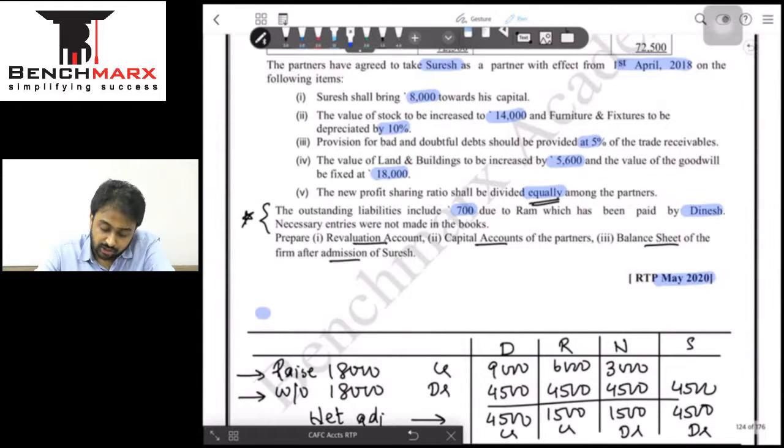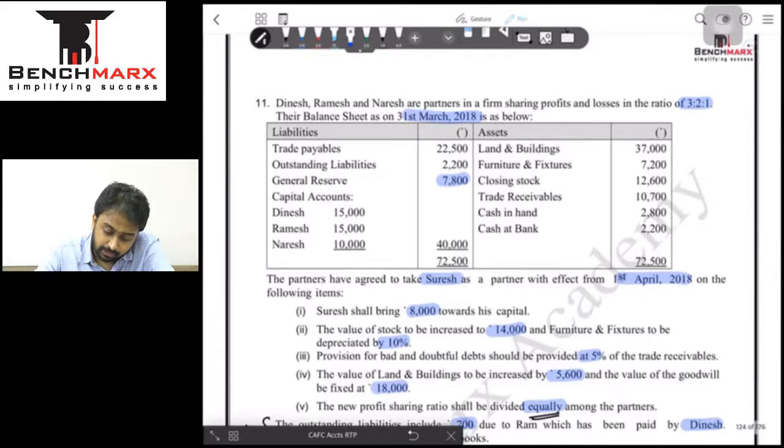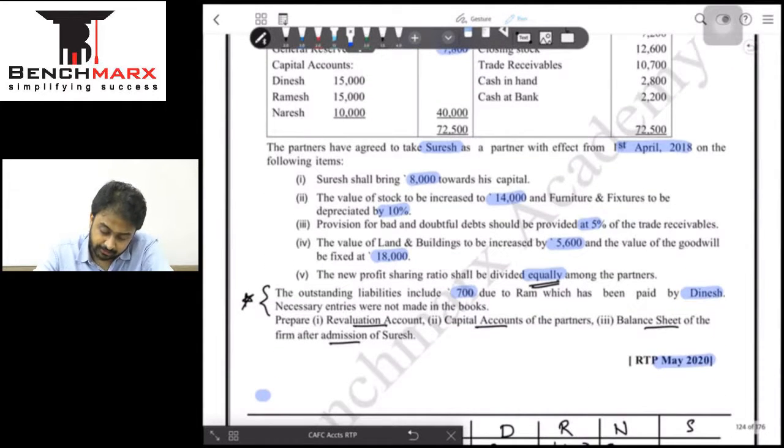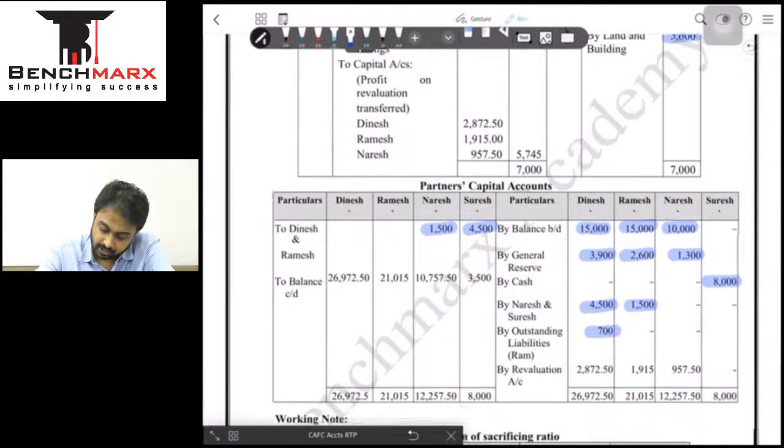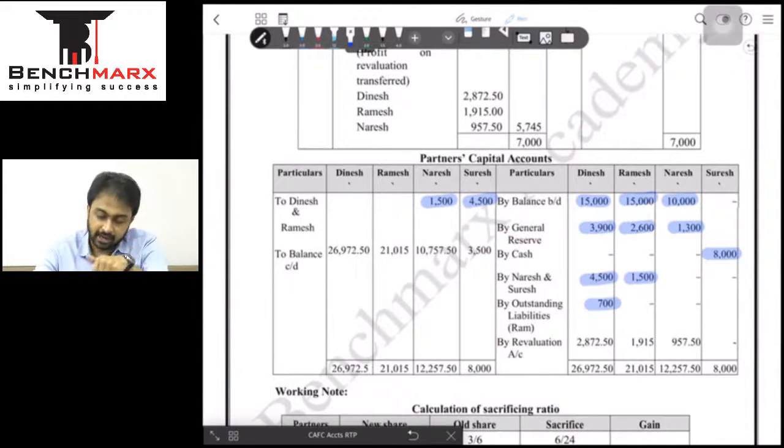Okay. The outstanding liabilities are 2,200. Out of this, 700 is due to Ram, which has been paid by Dinesh. Entries were not made. So let us make the entry for this. Dinesh account will have to be credited because the firm is liable to pay Dinesh rupees 700. So in Dinesh's account we'll have to credit him with rupees 700. The liability will come down, so I'll debit the liability, and the firm needs to pay Dinesh. So Dinesh capital will increase as a normal creditor. Okay, that is done.